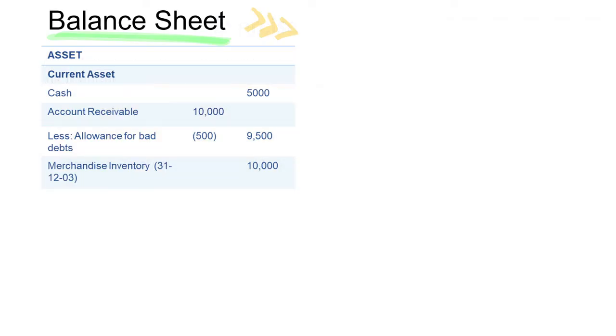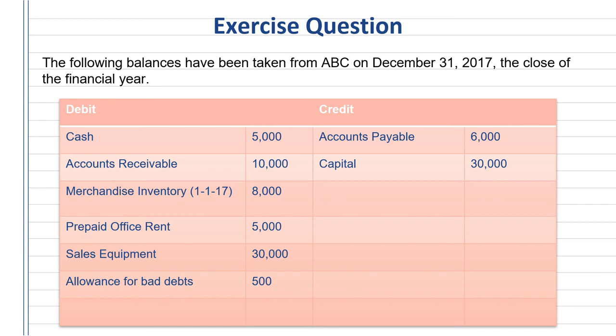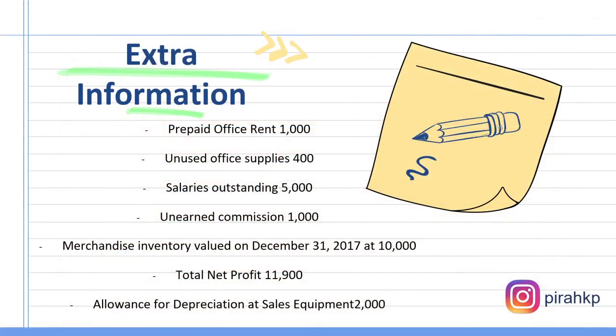Now we are going for merchandise inventory. But as I said, we are not going to write January 1. We are going to write December's merchandise inventory. Over here we had January 1, which was 8,000. Extra information: merchandise inventory valued on December 31, 10,000. Now the current value on December 31 is 10,000, so you are going to write 10,000 only.